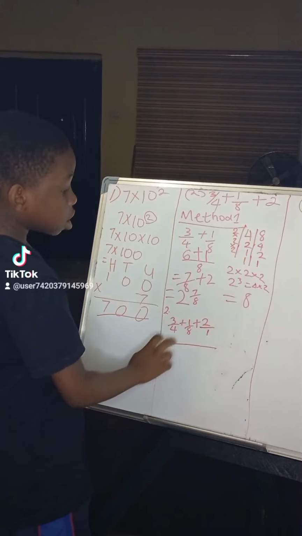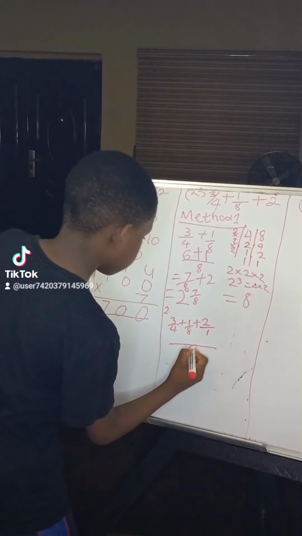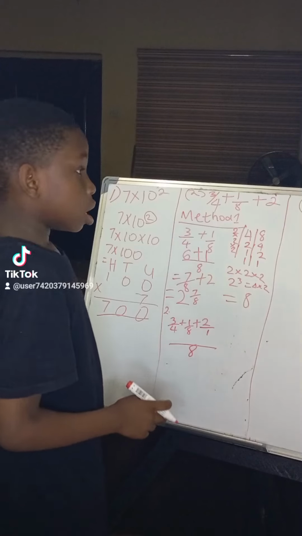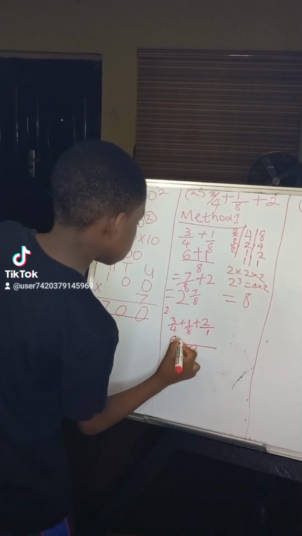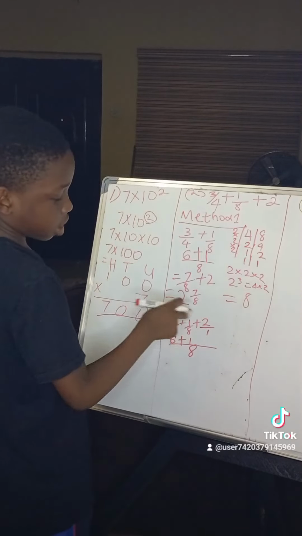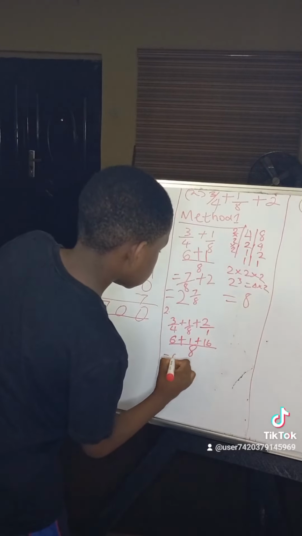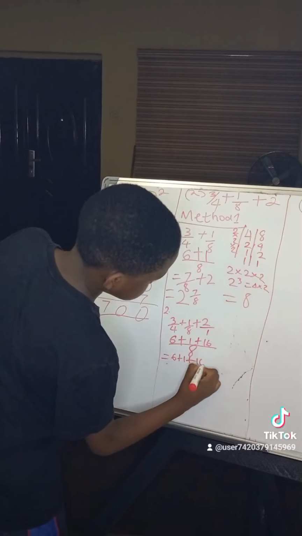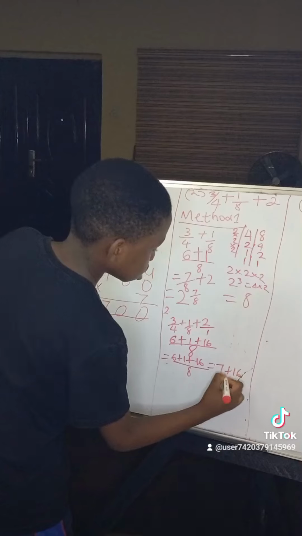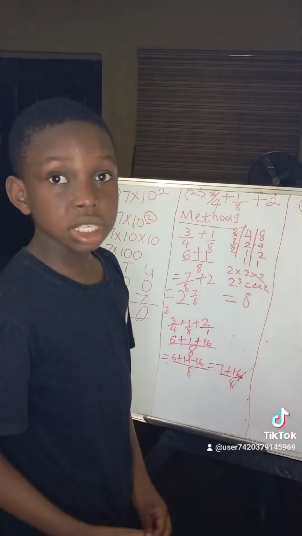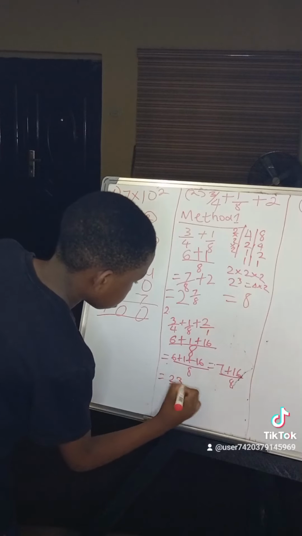So you forget about this. 4 and 8, we've already done the LCM here and it gave us 8. So 8 times 1 is 8. So we'll just write 8. 8 divided by 4 is 2. 2 times 3 is 6. 8 divided by 8 is 1. 1 times 1 is 1. And 8 divided by 1 is 8. 8 times 2 is 16. So we have 6 plus 1 plus 16 all over 8. So 6 plus 1 is 7 plus 16 all over 8. Now 7 plus 16 equals to 23, which equals to 23 all over 8.